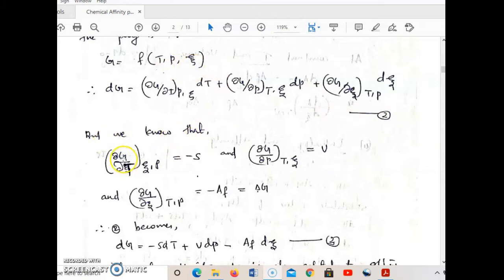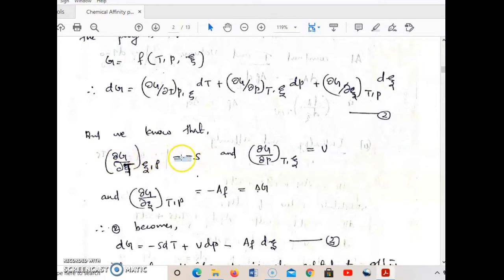But we know that ∂G/∂T at constant theta and pressure is equal to minus S. Do you remember from this equation we got this expression? We know dG is equal to VdP minus SdT, right? When pressure is constant, this VdP term becomes 0. Then we have only dG is equal to minus SdT. So when we take dT to the left side, we get ∂G/∂T at constant theta and pressure equal to minus S, right?